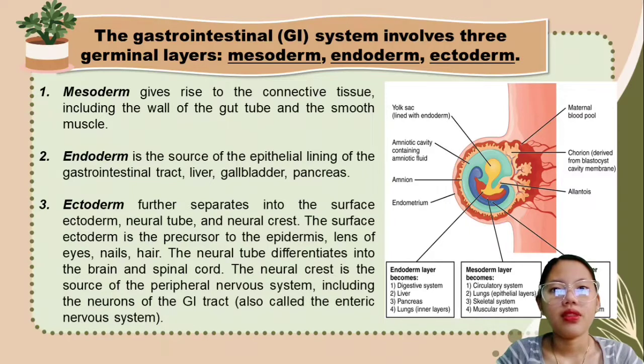Further separates into the surface of ectoderm, neural tube, and neural crest. The surface of the ectoderm is the precursor to the epidermis, lens of the eye, nails, and hair. The neural tube differentiates into the brain and the spinal cord. The neural crest is the source of the peripheral nervous system, including the neurons of the GI tract, also called the enteric nervous system. So the ectoderm layer becomes the hair, nails, skin, and nervous system.